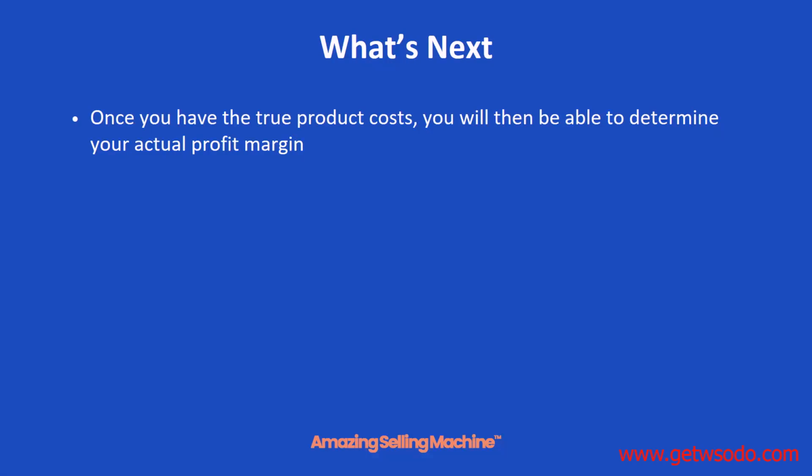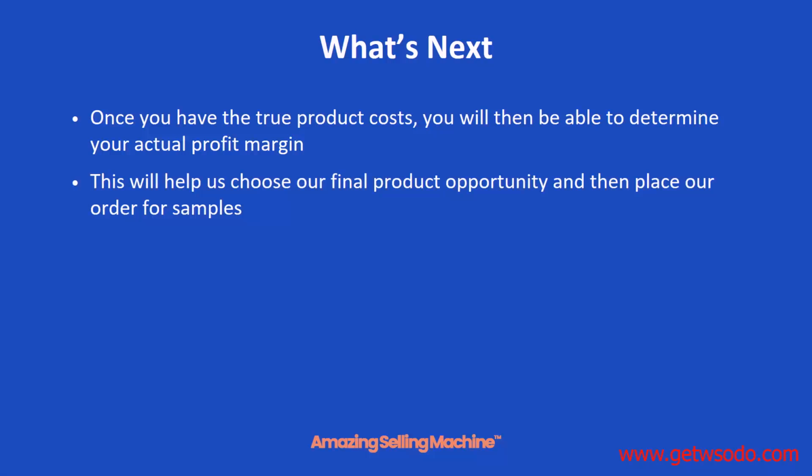And here's what's coming next. Once you have the true product cost for all your products, you'll then be able to determine your actual profit margin. And that is going to help us choose our final product opportunity so we can place our orders for samples and determine our final supplier. So head on over to the next lesson and I'll see you there.